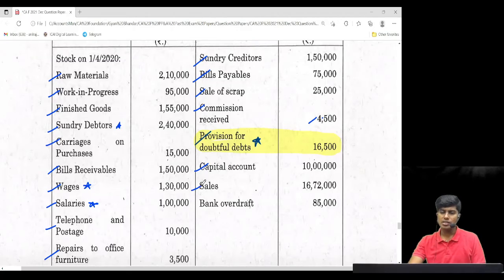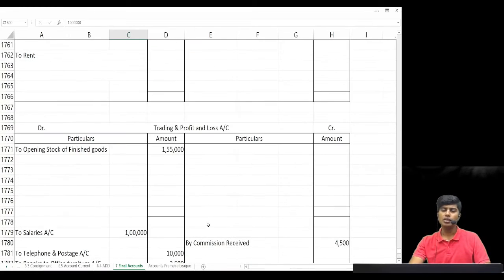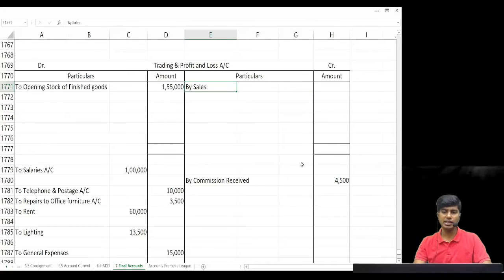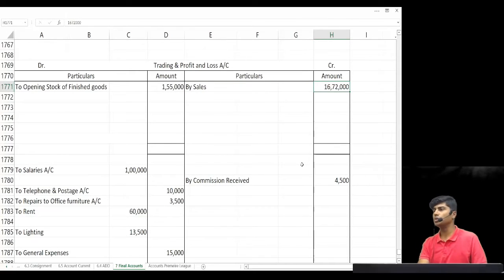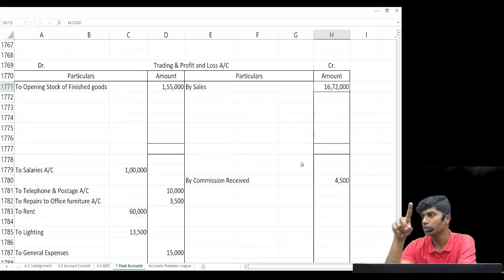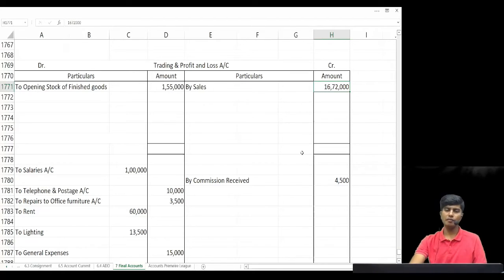Then sales 16 lakh 72. It is sale of finished goods, trading account, credit side. Shall I write by sales 16 lakh 72,000? Remember, provision needs to be computed on the sales of 16 lakh 72, at 1%. But don't do it now. We'll do it when we read the adjustment. You get it? We're following the order.